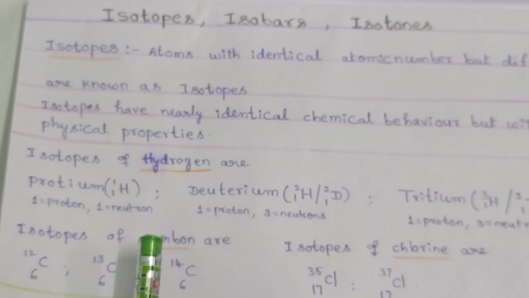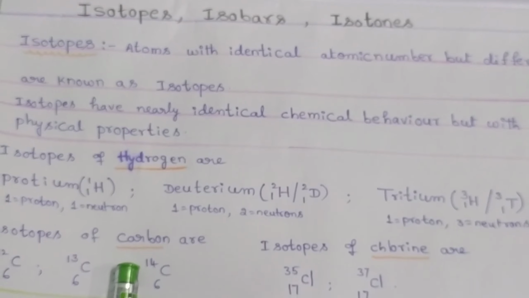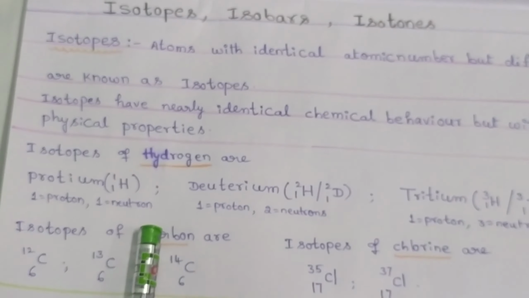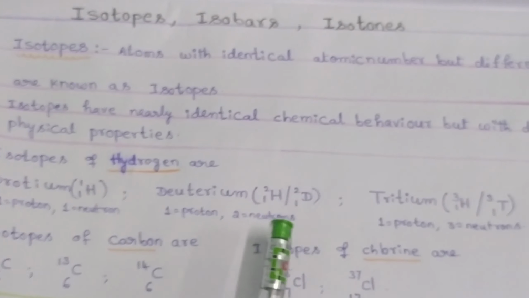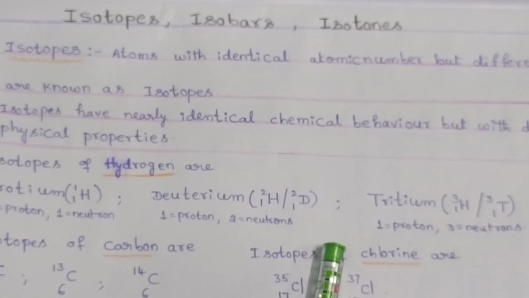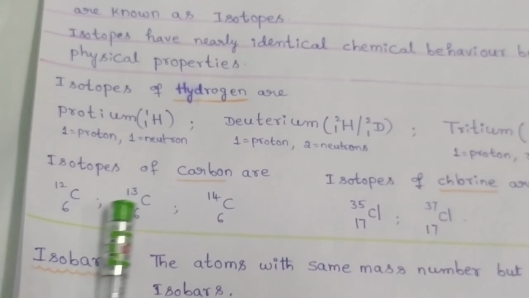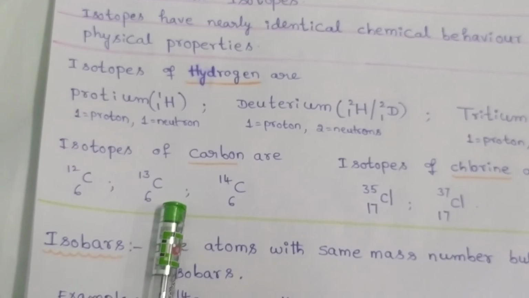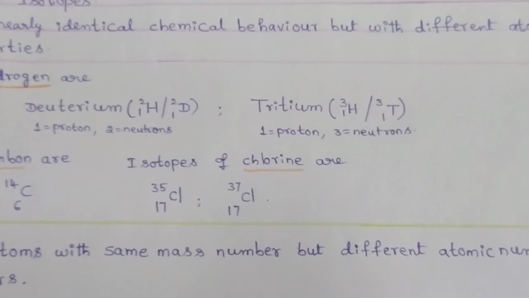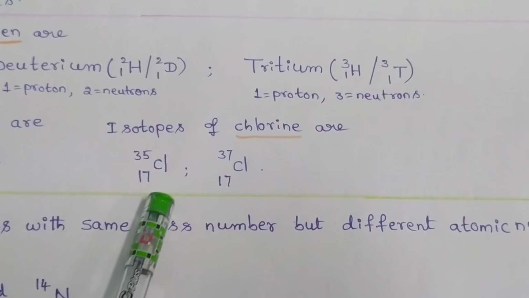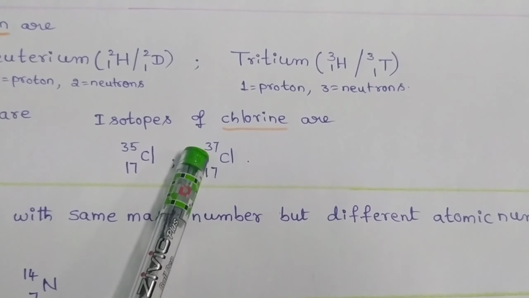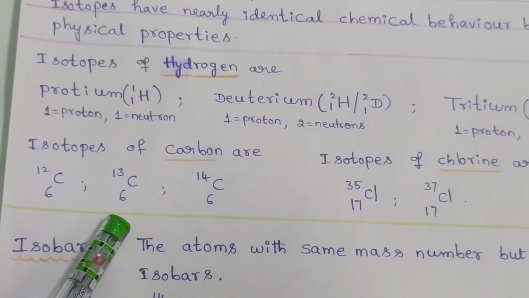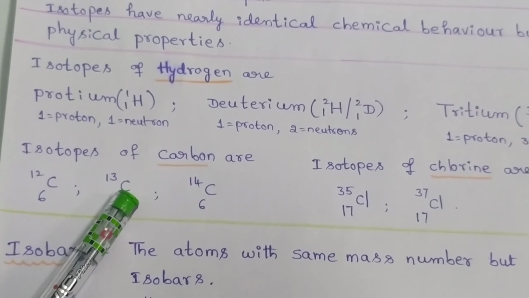That means hydrogen has 3 different types of isotopes. That means hydrogen will exist in 3 different physical forms, but their chemical behavior is the same. Next, isotopes of carbon are C612, C613, C614. Isotopes of chlorine are chlorine 1735 and chlorine 1737. That means isotopes have the same atomic number but different mass numbers.